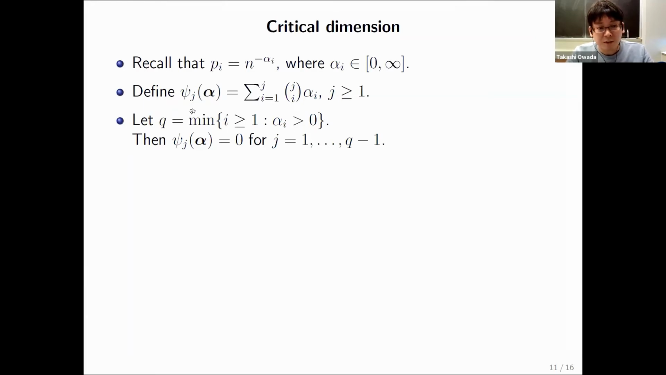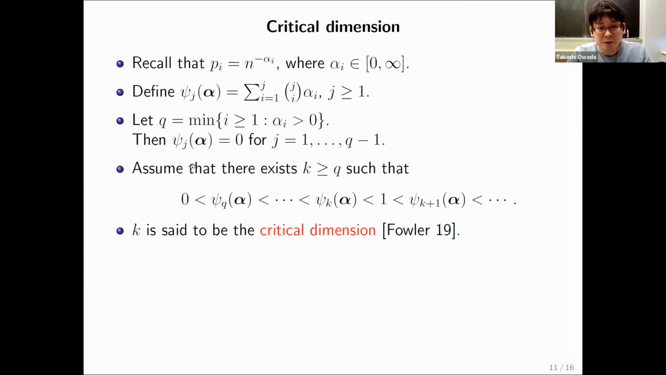And then we note that this function psi is increasing in terms of j. And we assume that we can find an index k greater than q such that the function psi is increasing, and psi k of alpha is still bounded by 1, but this one is greater than 1 for the first time. And we are going to assume the existence of such k. And in the literature, this index k is said to be the critical dimension.